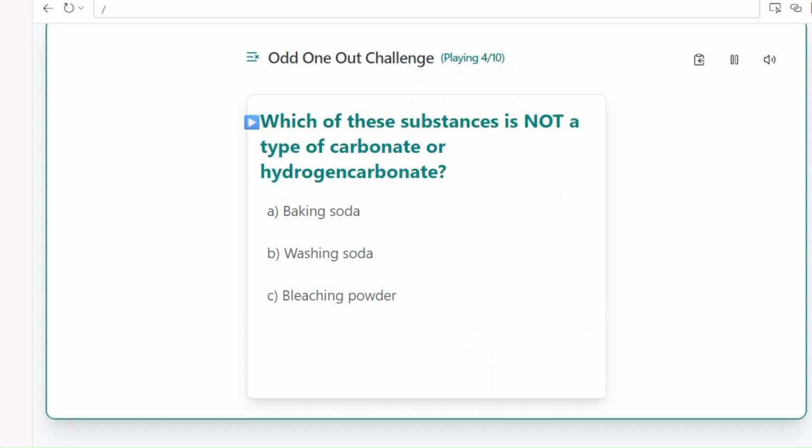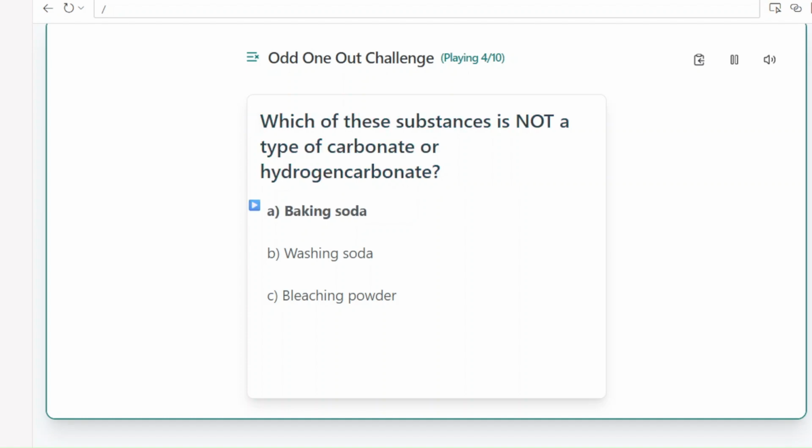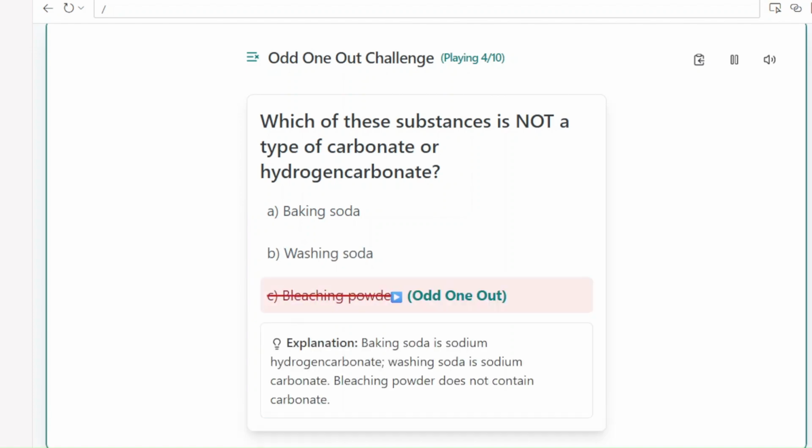Which of these substances is not a type of carbonate or hydrogen carbonate? Baking soda, washing soda, bleaching powder. The odd one out is bleaching powder. Because baking soda is sodium hydrogen carbonate, washing soda is sodium carbonate. Bleaching powder does not contain carbonate.